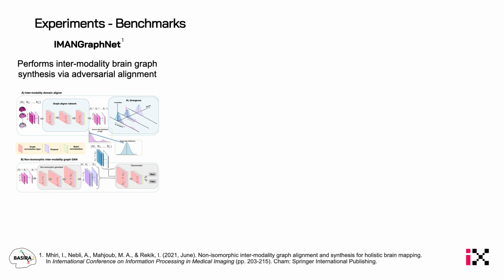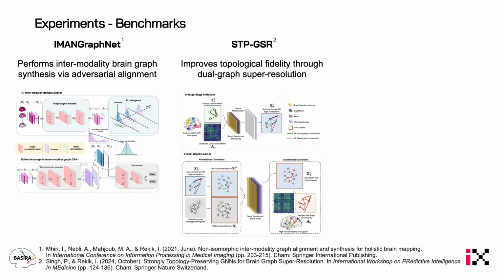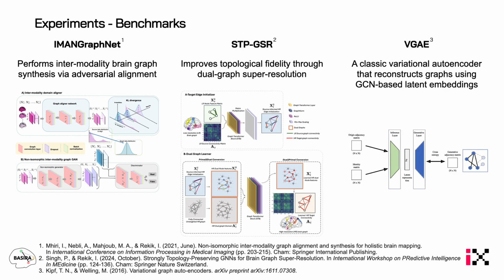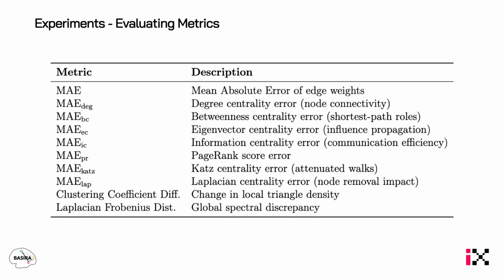Here are the benchmarks. The first one is Iman GraphNet. The second one is STP-GSR. And the third one is VGAE. We also compared our method with BonsaiGen, a generative extension of the Bonsai graph condensation algorithm, which we defined. The results are evaluated using 10 comprehensive metrics spanning edge-level accuracy, node centrality preservation, and global structural consistency.